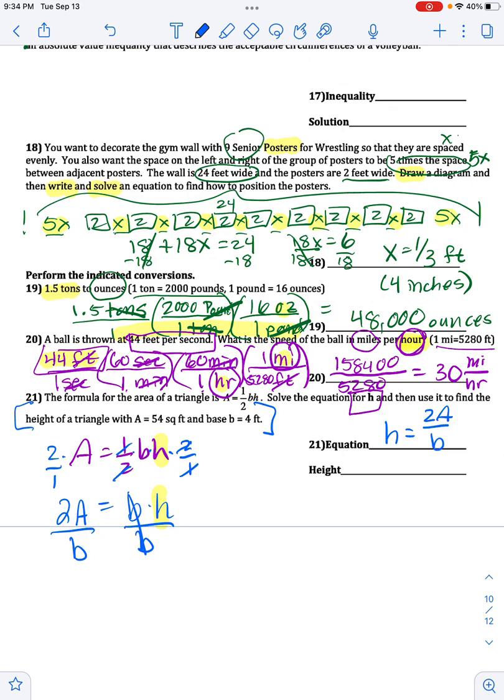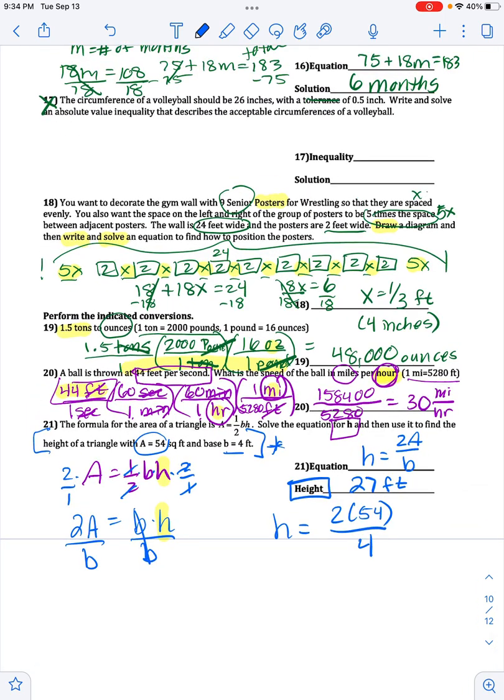Then they're asking you to use that equation. And they're saying, what if the area or the A value is 54? So I'm plugging that in where there used to be an A, and the base is 4. So I'm putting that in where there used to be a B. So 2 times 54, dividing my answer by 4, I'm getting 27. And the units they're using are feet. And since it's height, that's not going to be squared because it's just a height. It's not the area.